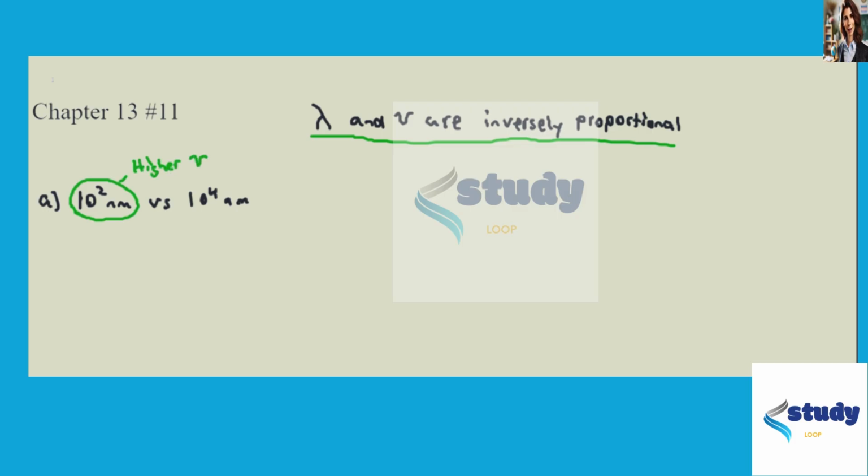frequency. Okay, and so for B, we're asked to make a similar comparison. So B is going to be light having a wavelength of 100 nanometers versus light with a wavelength of 100 micrometers. So here we're talking about 100 nanometers versus 100 micrometers. And so nanometers are going to be smaller than micrometers by a factor of 3. So by a factor of 1,000, really.